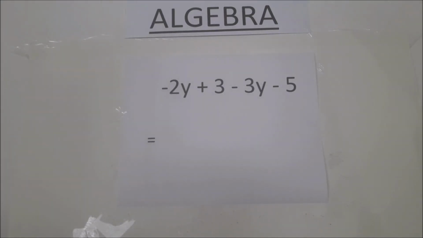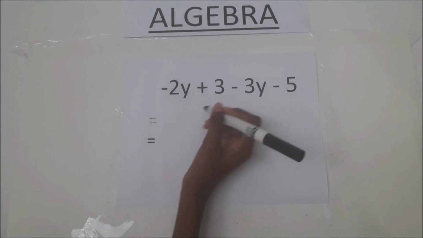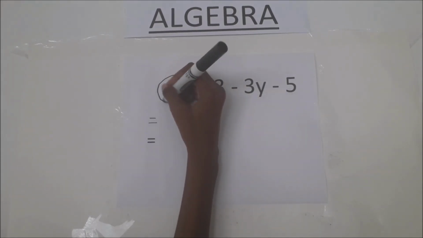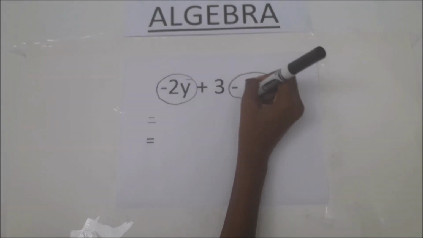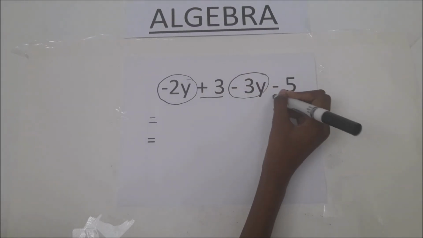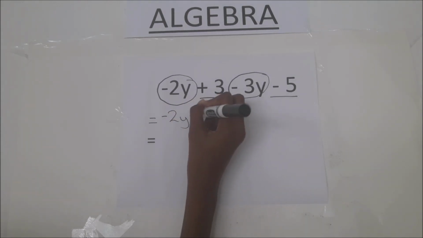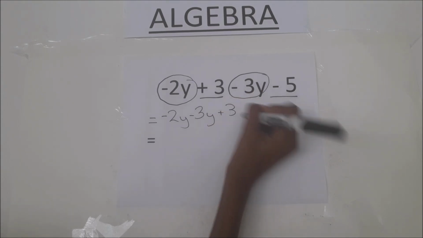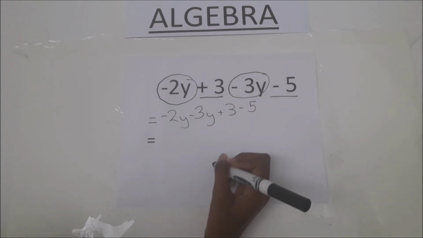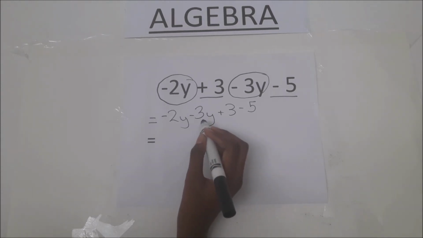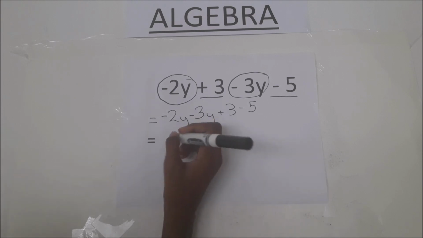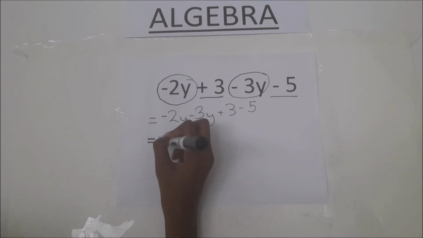Okay, let's continue. Read it. Negative 2y plus 3 minus 3y minus 5. Work it. Put the second step, put equal, and put your like terms together. Circle the y's and underline the numbers. Negative 2y minus 3y plus 3 minus 5. Excellent. Work it. Negative 2y minus 3y is negative 5y. Good.